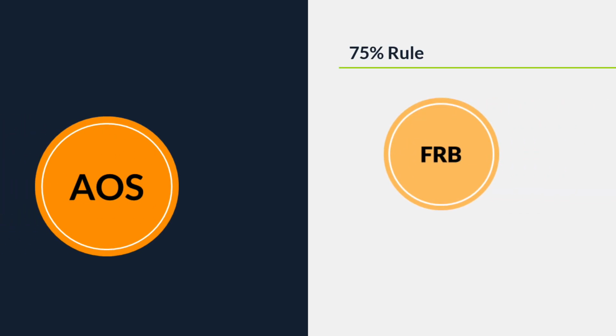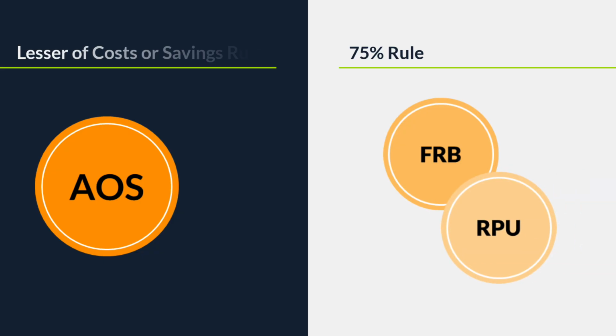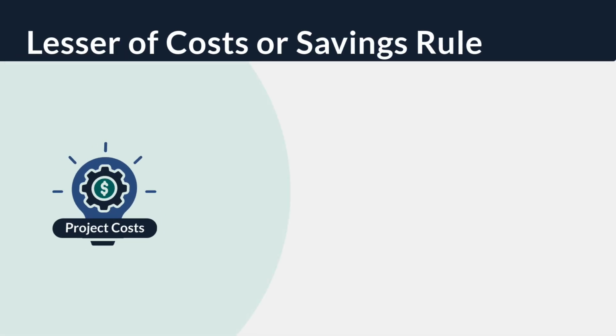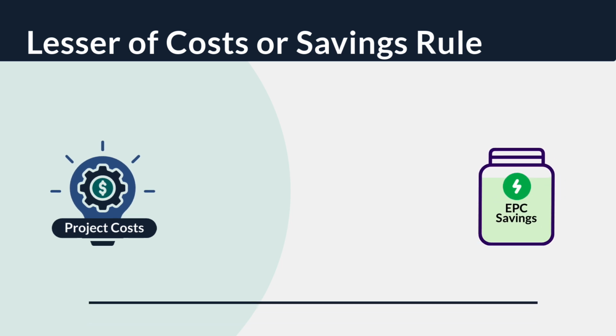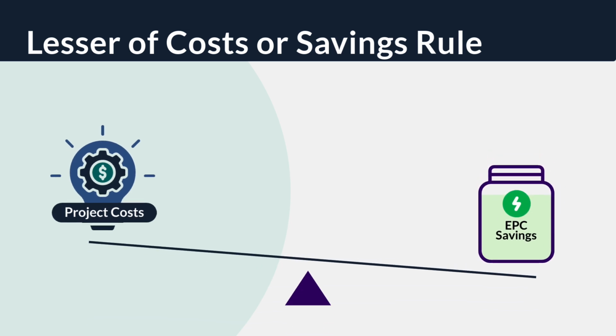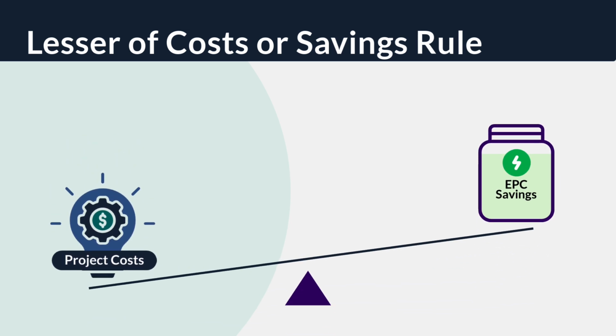Another distinguishing feature of the AOS incentive is that it does not have to follow the 75% rule like the FRB and RPU incentives. Instead, the AOS incentive is subject to the lesser of costs or savings rule. Under this lesser of costs or savings rule, EPC project costs and EPC savings are compared and requires that HUD only subsidize the amount that is lower.